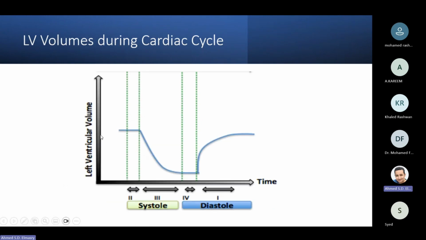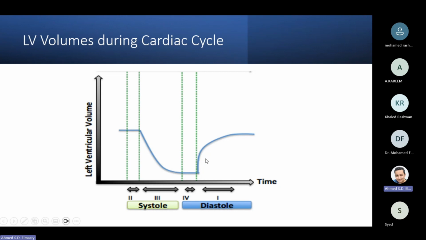And the same we can do for the left ventricle volume throughout the cardiac cycle. This is the isovolumetric contraction phase, ventricular ejection phase during the systole, and isovolumetric relaxation phase, and the remaining is the ventricular filling phase. And as you see, during the isovolumetric contraction phase, there is no change in the volume. And during the ejection systolic phase, you will notice reduction of the volume inside the left ventricle to the minimum, which is the end systolic volume.